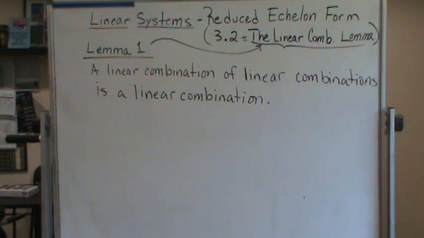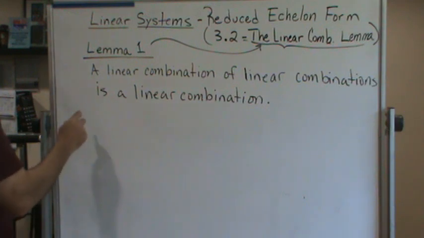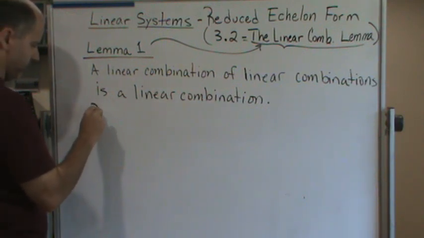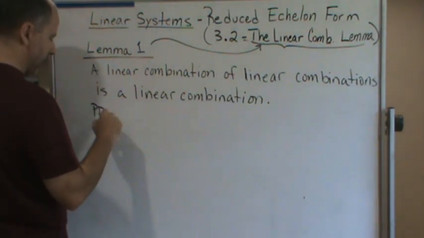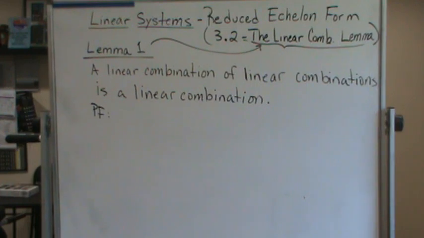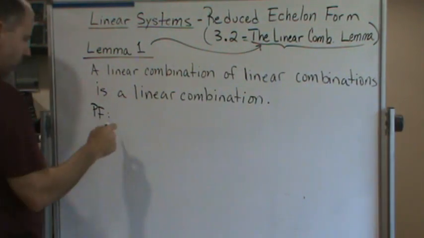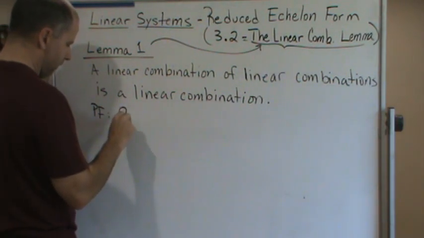So let's prove this. Let's take linear combinations, right? Let's take a system. Okay, so let's do the proof here. Let's look at a given set. So we have C, let's do C sub 1,1.